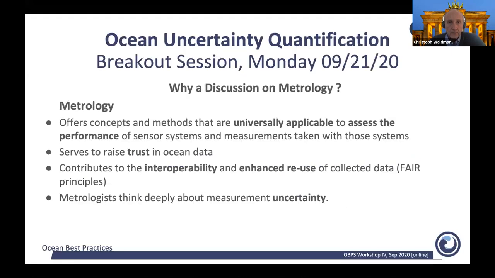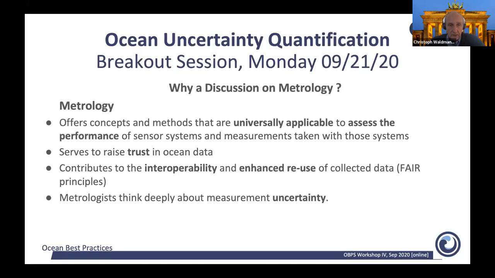And so my first slide is about why actually have a discussion on metrology, why it's so important and why it's relevant. And what you can see here is metrology offers concepts that are universally applicable, and they are very important to assess the performance of sensor systems and the measurements taken with those systems. So this is the first argument to say we have to look into that. We probably can learn from ocean science, from those methods that metrology is offering.